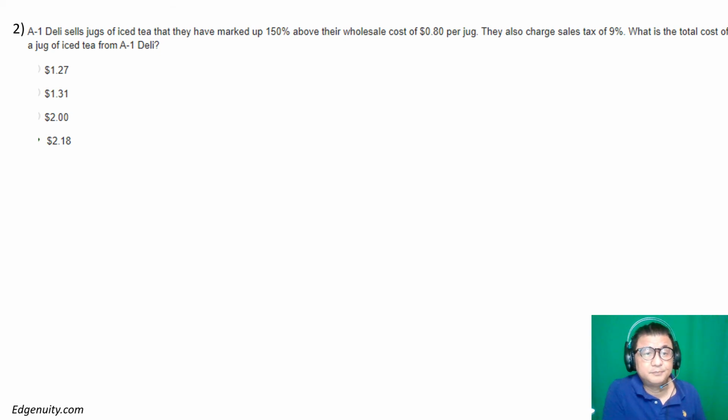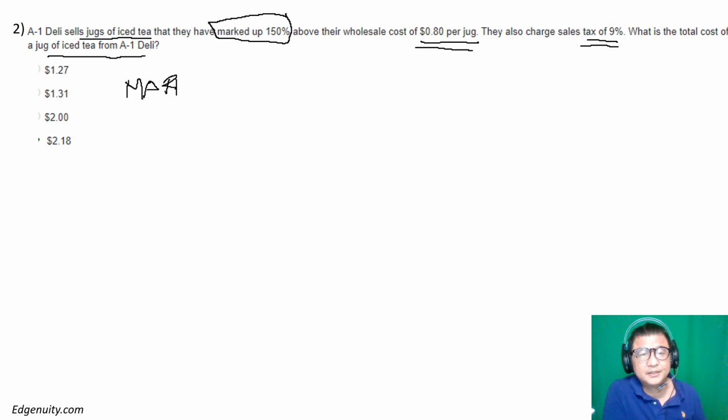Okay, so another problem. Jugs of iced tea are sold in a deli and the markup rate is 150%. Whoa. And originally they bought it at 80 cents. Now, they will also charge you tax, right? Now, if you're going to buy that jug, how much will it be? Okay, let's start with the markup price.